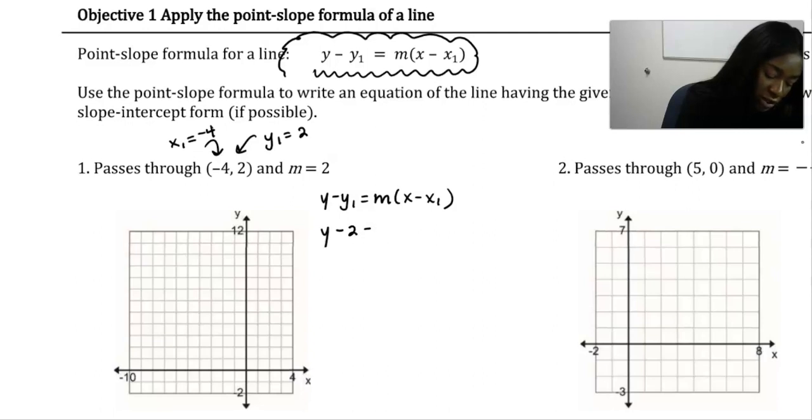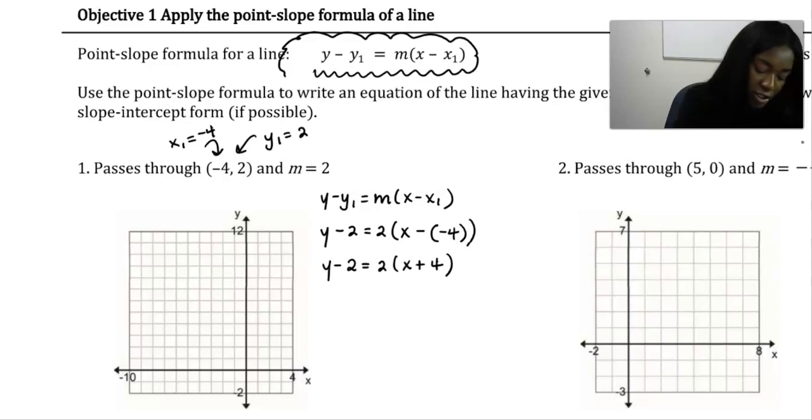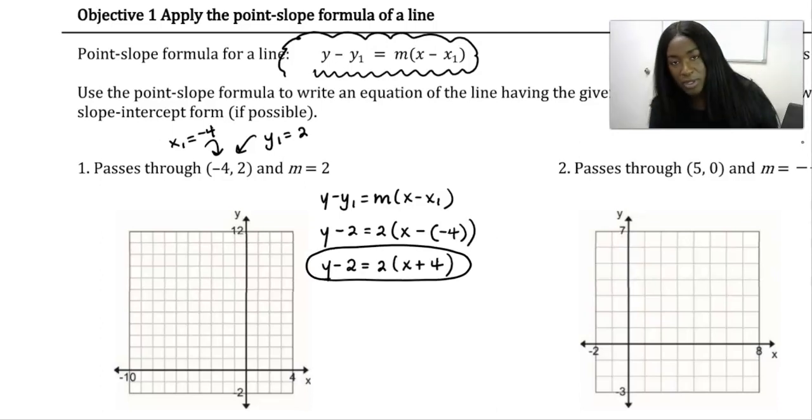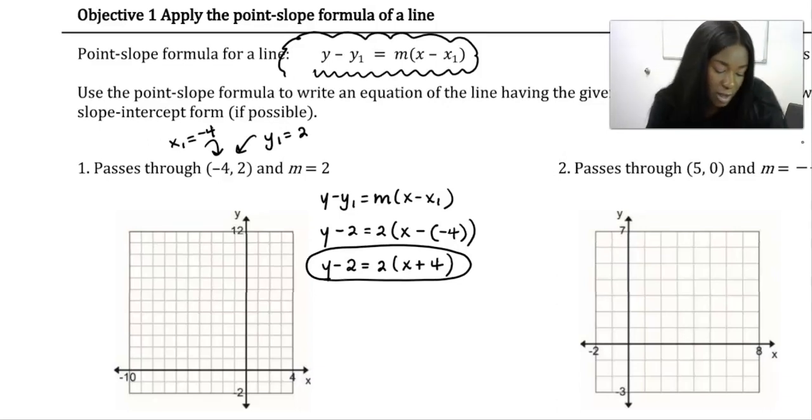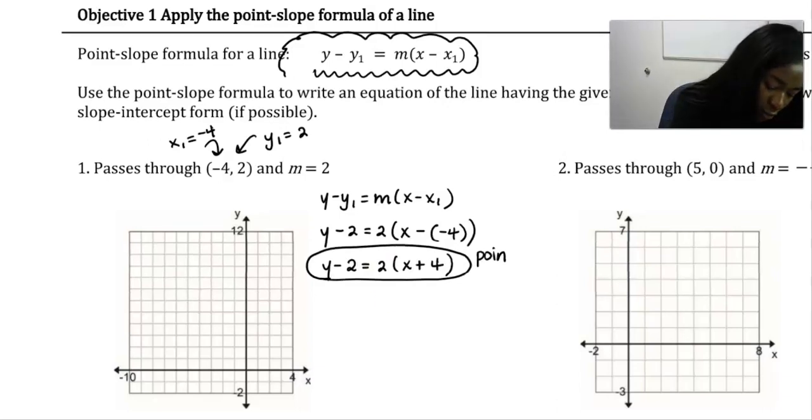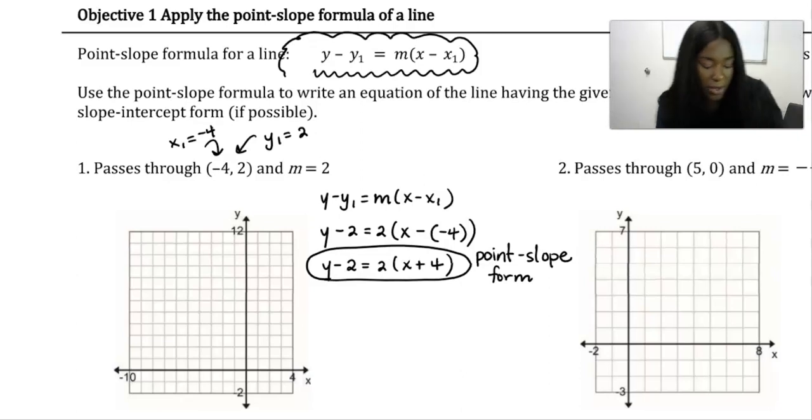So I have y minus 2 is equal to, they gave us m is 2, so I'm plugging in 2 for m. x minus, x1 is -4, so I'm subtracting a -4 here. I'm just going to simplify that subtraction of a -4 because it's really an x plus 4, because two negatives make a positive. So this is the equation of the line in point slope form. And it's called point slope form because you can very quickly look at that line and see a point that it goes through, -4, 2, and you can see the slope of the line, which is 2.